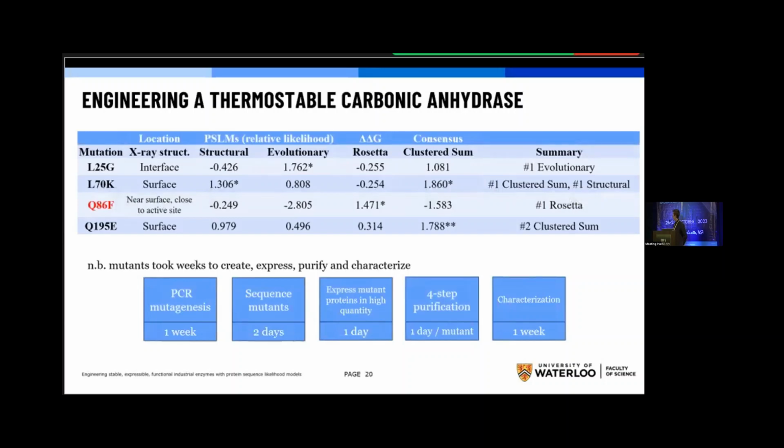And we see that this L70K mutation on the surface, that's leucine to lysine, was also number one ranked according to just averaging overall predictions. And finally, I'll just draw your attention to this Q86F from Rosetta. This is the choice from the traditional model. So remember, we often have problems with those. And I want to highlight that we have to see success within just a few mutations because it takes weeks potentially to characterize each mutation.